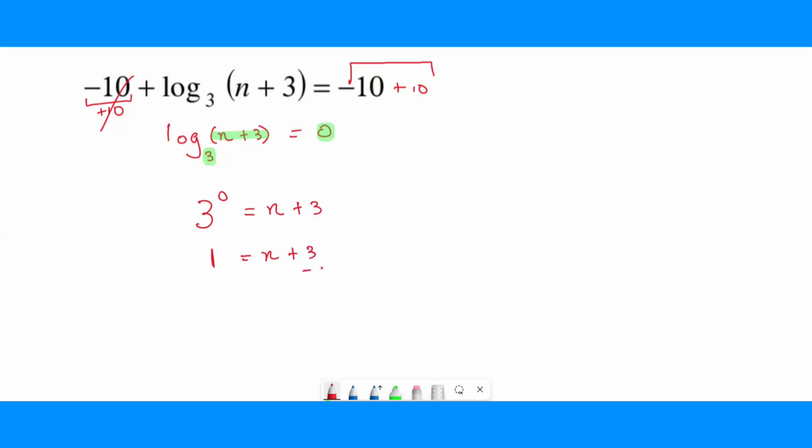Thereby, we're going to subtract 3 from both sides. On the left side, -2 is equal to n. So that is our second response there: n is equal to -2.